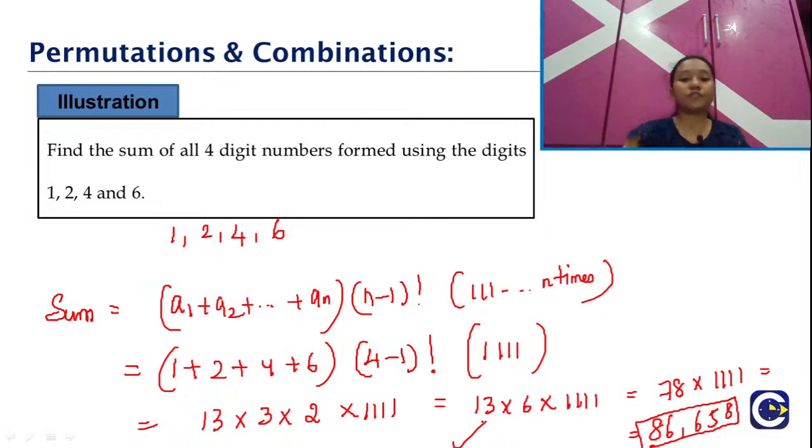Right, so that's all for today guys. In today's session we discussed division into groups as well as circular permutation, and we have even started with the sum of numbers. We have a few more concepts like factors of natural numbers and prime numbers as well as the multinomial theorem. Those we'll cover in the next session of permutations and combinations, which will most probably be the last session of this chapter.